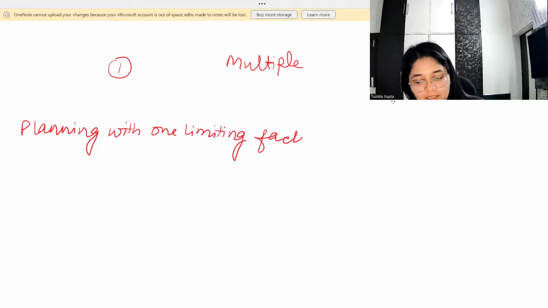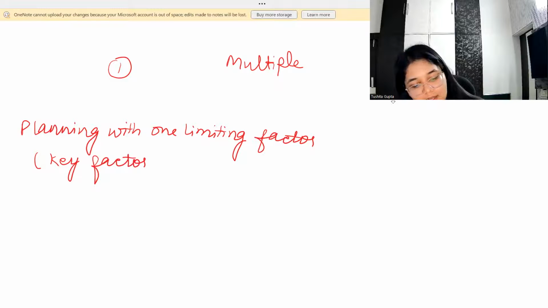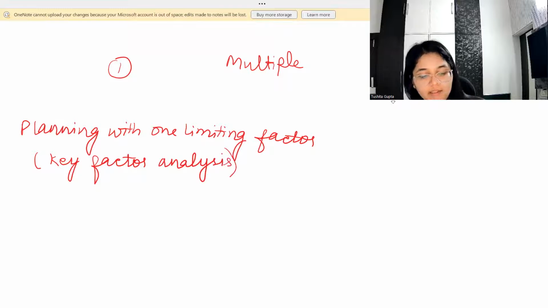So planning with one limiting factor, basically you can also call it key factor analysis. So the one limiting factor which you have, one thing which you have in a lesser quantity than you need, is something which becomes your key factor. So you are analyzing to optimize the key factor so that you are able to maximize your profits. So first of all, let's see what process we have to follow if we have such a situation with us.